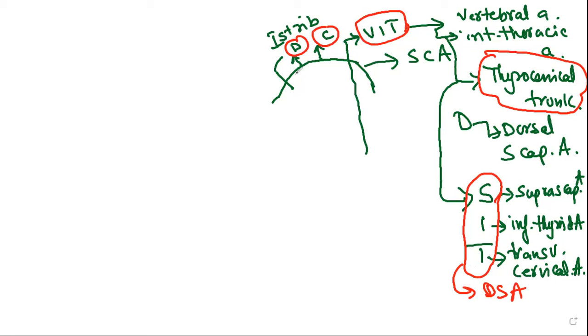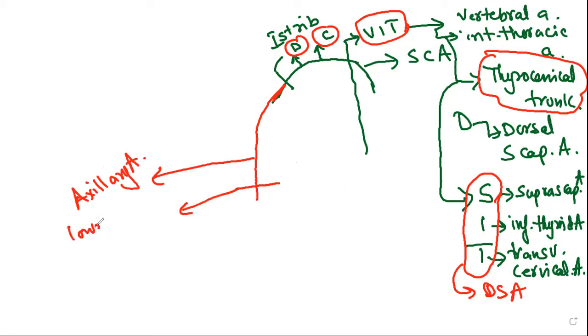Okay. Now see here. After passing through the first rib, now it becomes your what? Now, this is your axillary artery. Axillary artery. And as it passes through the lower border of teres major, maine M bada likha, M in capital letter. Teres major, it becomes what? It will become your brachial artery. Brachial artery.